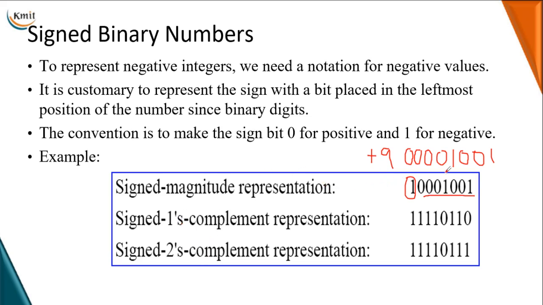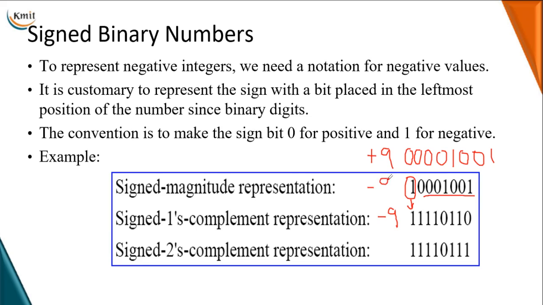So there are three ways to represent negative numbers: signed magnitude, signed ones complement form and signed twos complement form. Signed ones complement form is obtained from the signed magnitude form. The sign bit is taken as it is, but the relative magnitude bits are complemented. All zeros are complemented to ones and all ones are complemented to zeros. Then we obtain the signed ones complement representation of the negative number minus 9. So this is minus 9 in signed ones complement form.